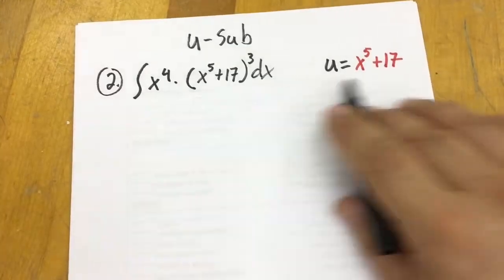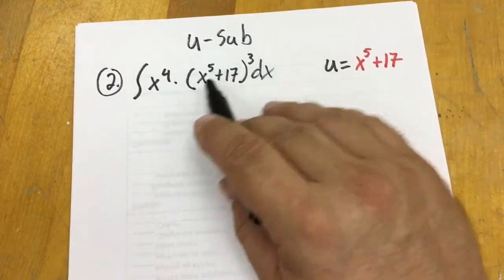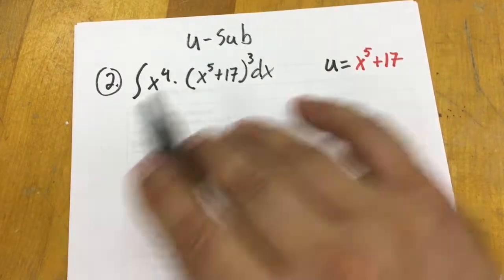Not too bad. Number 2 for u sub, notice now I have to multiply a product and it's to the 3rd power. I definitely don't want to do binomial expansion of that and then multiply it by x to the 4th, so I'm going to use u sub.